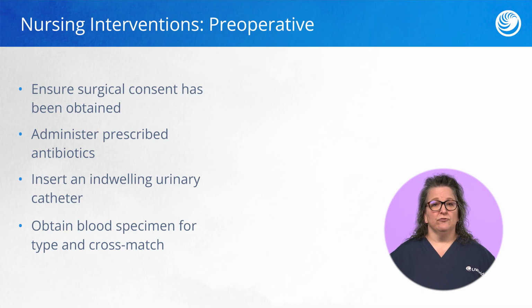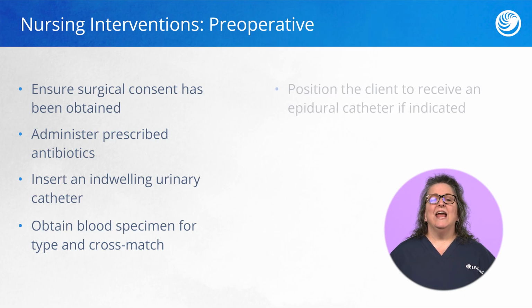Obtain blood specimen for type and cross-match in case any blood is needed for transfusion due to blood loss. And we will assist anesthesia with the placement of an epidural or spinal if indicated. We'll help the client into position. This can be done in a side-lying position with the knees drawn up toward the chest, or it is normally placed with the client sitting upright on the edge of the bed, curled forward, pushing the back outward to try and create more intervertebral space.